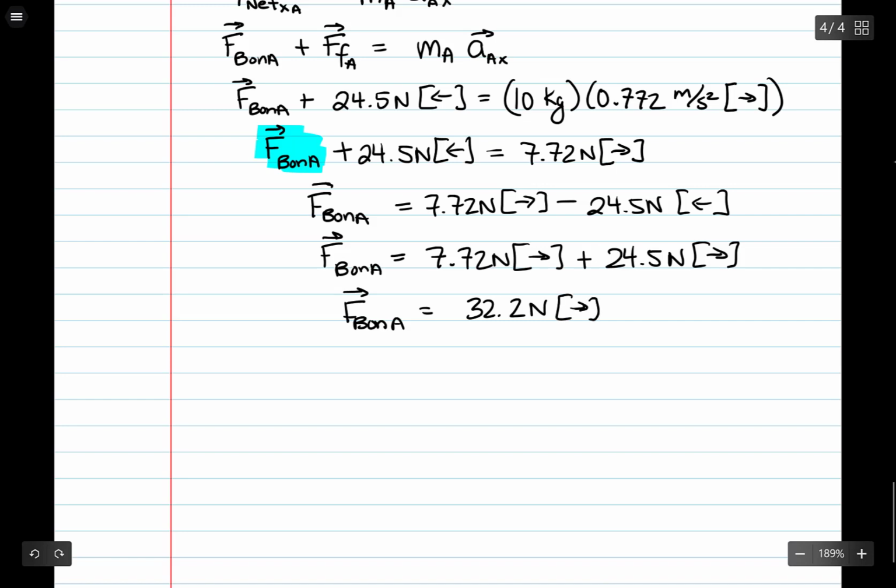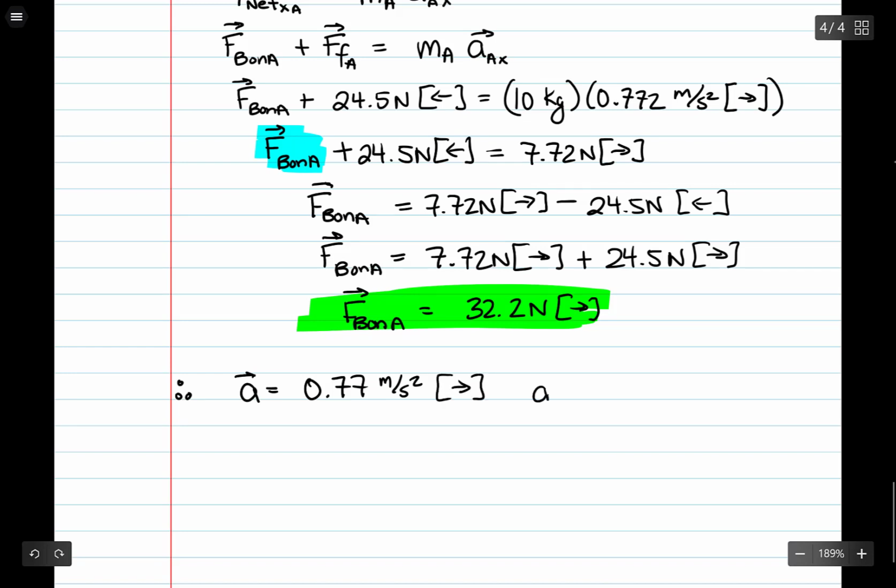So this question asks us to find two things. It asks us to find the acceleration in the x direction of our system. So I'm going to say, therefore, a is equal to 0.77 meters per second squared towards the right, and the force of B on A is 32 newtons towards the right. Okay, so there we go.